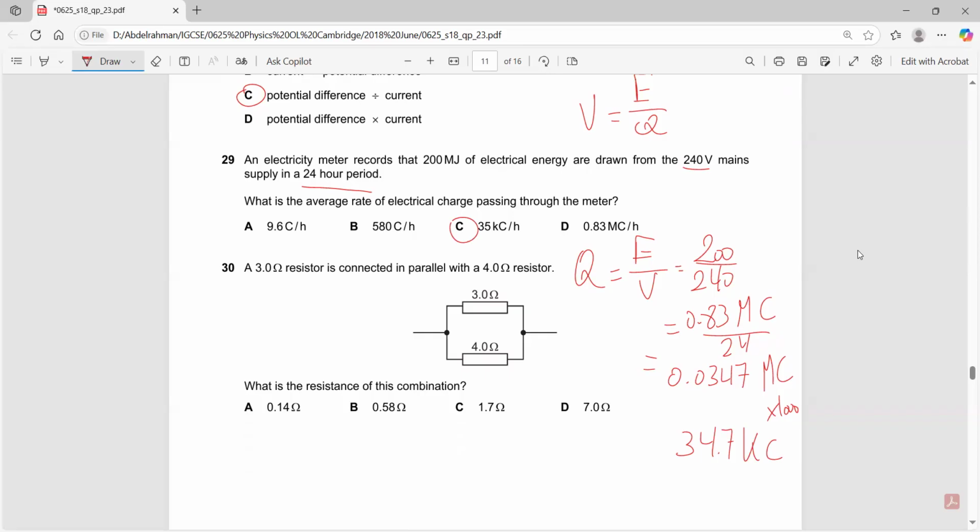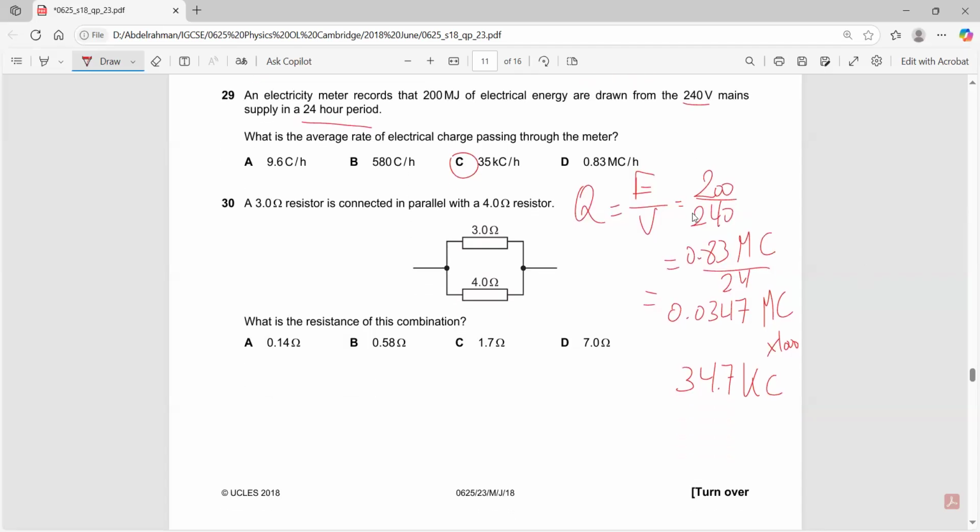Okay. What is the resistance of this combination? To find the resistance, product over sum, which is 3 times 4 over 3 plus 4, 12 over 7, 1.7 ohms.